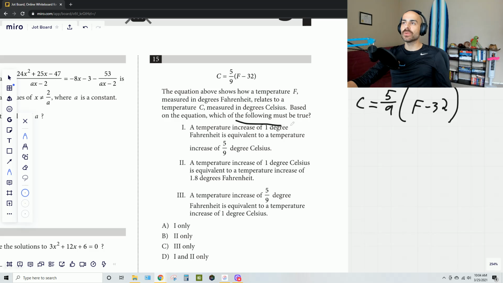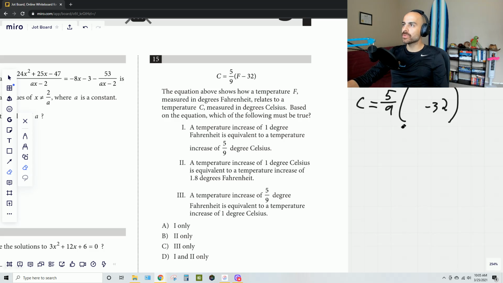So what if the following must be true based on this expression is really what this whole paragraph is saying. 1, a temperature increase of 1 degree Fahrenheit is equivalent to a temperature increase of 5 over 9 degrees Celsius. So, a little bit over half of a degree Celsius. Well, thankfully, we see that 5 and 9 is already here. And let's picture something here. What they're saying is a 1 degree increase Fahrenheit. So if this was originally 0, that would be negative 32 times 5 over 9, right?